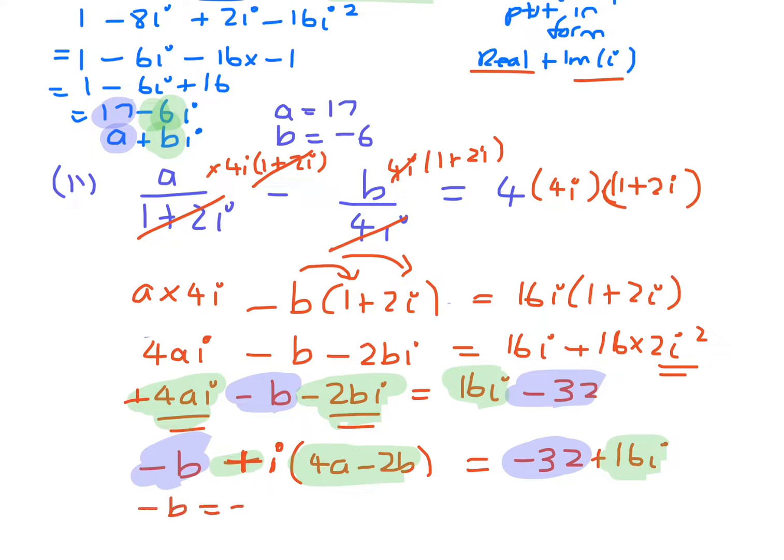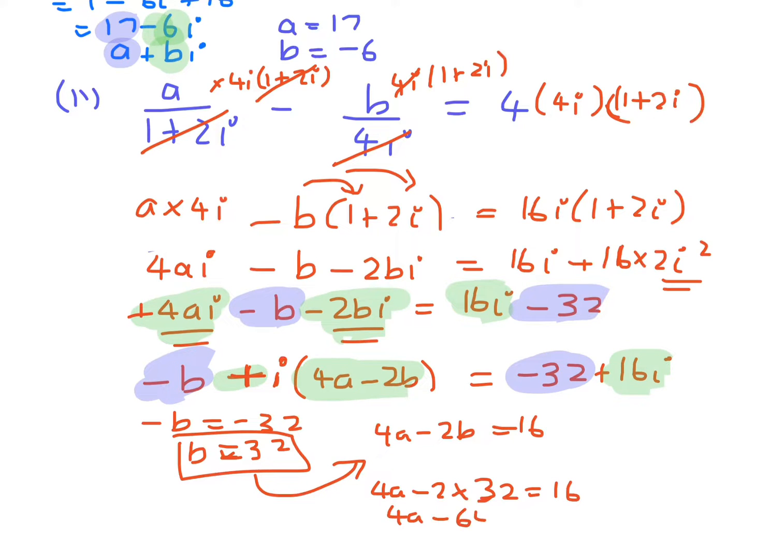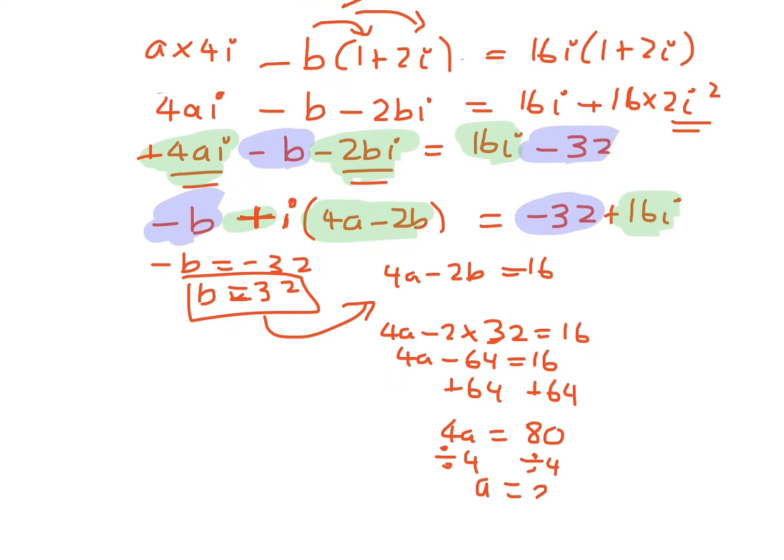So that means minus b is minus 32 and b is 32. And 4a minus 2b is 16. So we've got two equations here. This one we already know what b is. So in place of the b, if we put 32, that will be 64 equals 16. That will mean if I add 64 to both sides, 4a will be 80. Divide by 4, so a would be equal to 20.